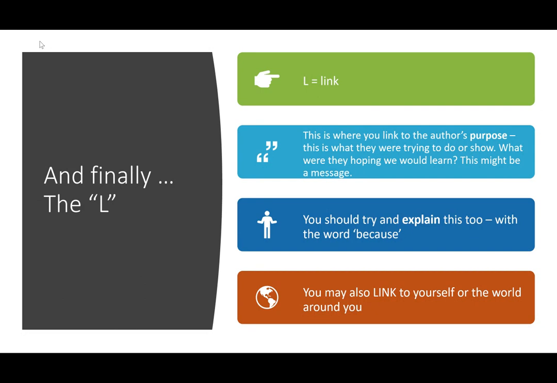Linking to the wider world is where you try and think about how it fits in with something that's happened in the news recently or a historical event. So this makes me think about the recent coronavirus outbreak because, and then you'd go on. So linking to yourself and the world around you can be a tricky skill to have.